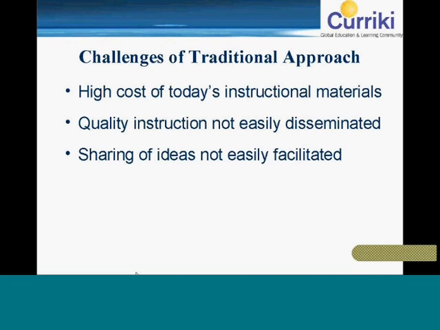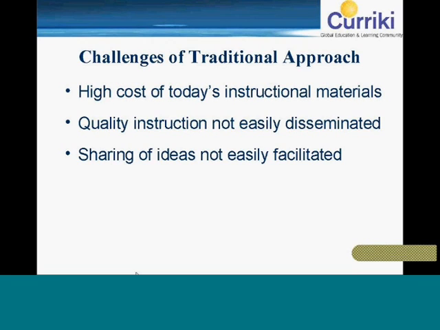So, some of the challenges of the traditional approach: high cost of today's instructional materials. The traditional approach tends to be materials that come from major publishers or other companies that are publishing supplemental resources or professional resources for teachers. Most of these are fairly expensive, and it can often be a challenge with school budgets, especially in areas that are struggling. Quality instruction is not easily disseminated.